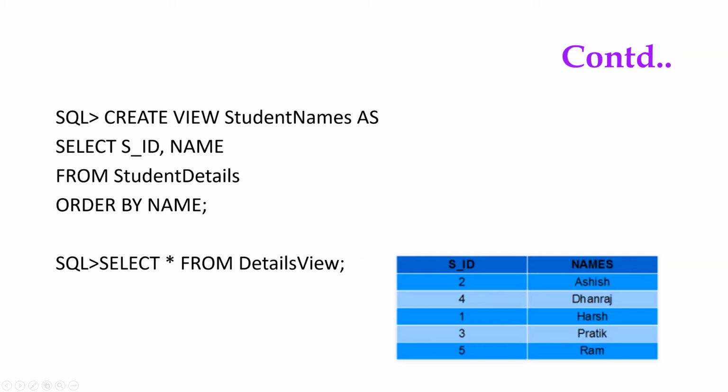Because I have given order by name, the details will be displayed according to the alphabetical order of the names. Suppose I had given order by student ID, then the student ID would be arranged in ascending order. So whatever attribute I mention after order by, it will display the details according to it.